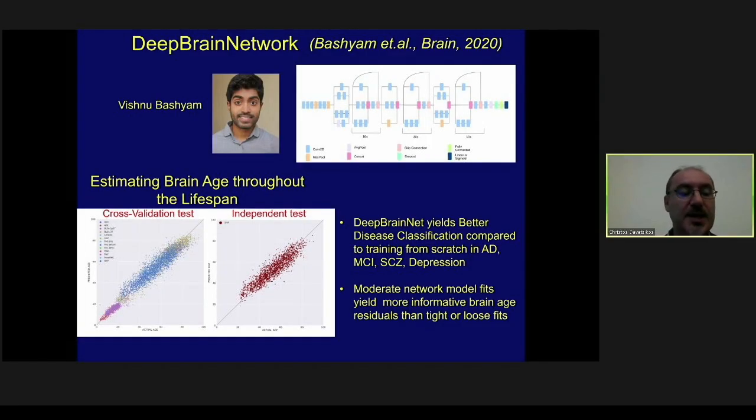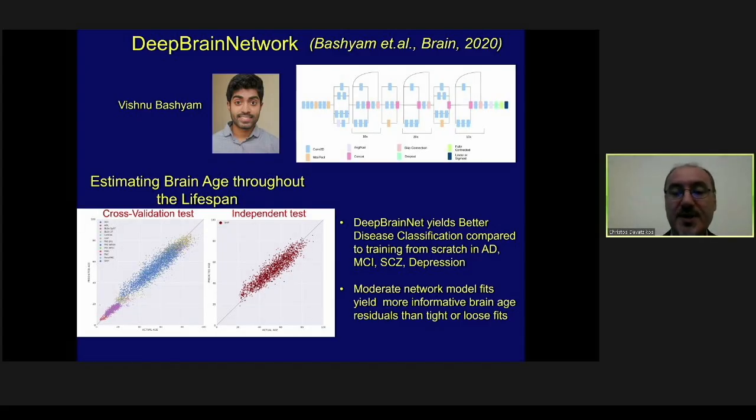Of course, like everybody else, we've been playing not only with conventional machine learning methods, but also with deep learning methods. Several people in my lab, and this is Vishnu Bashyam, who's a new graduate student, has developed this monstrous deep learning network for estimating brain age. This was a paper we had in Brain recently. It was tested using cross-validation in a number of these studies, and also tested independently on the UK Biobank, or here the SHIP study from Germany rather, and it gave pretty good results.